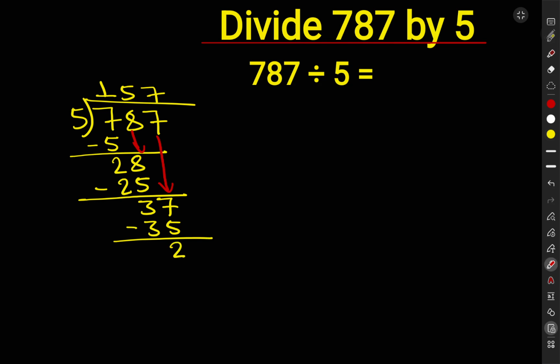So now we have no other number to put down. So we put a decimal here so that we can put 0. So it is 20 and 5 times 4 is 20. On subtracting we get 0.